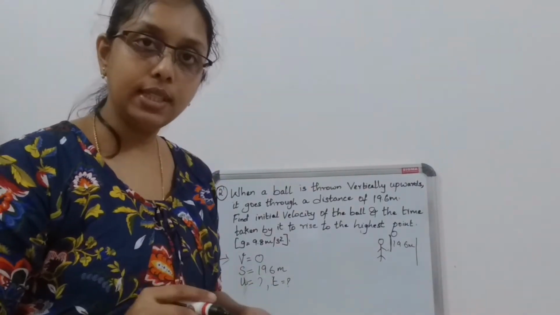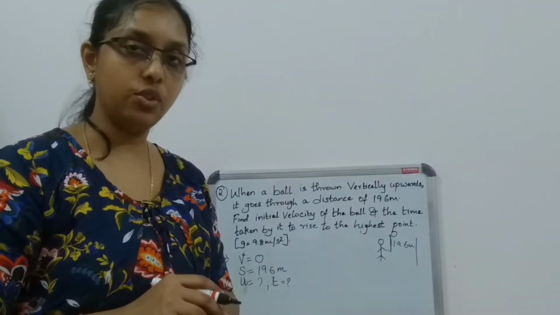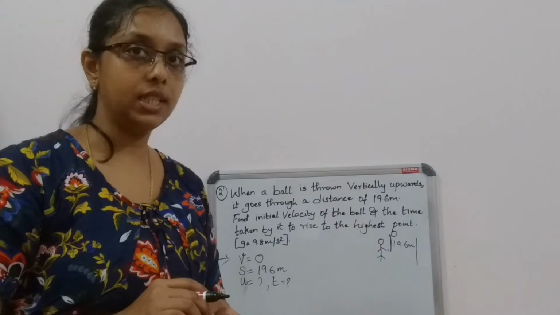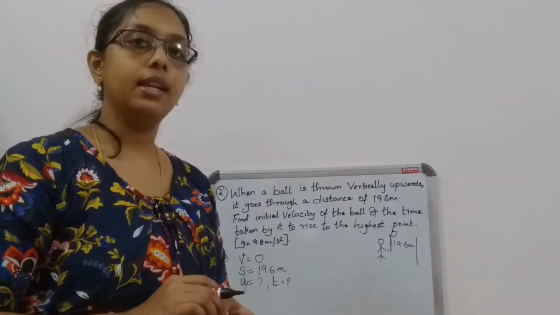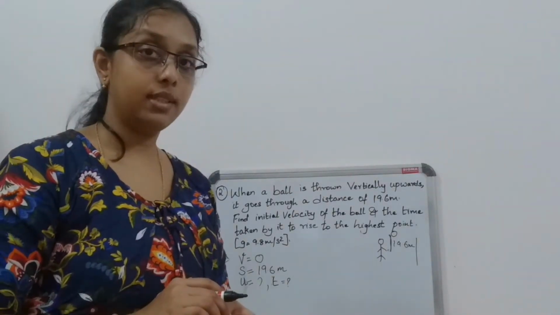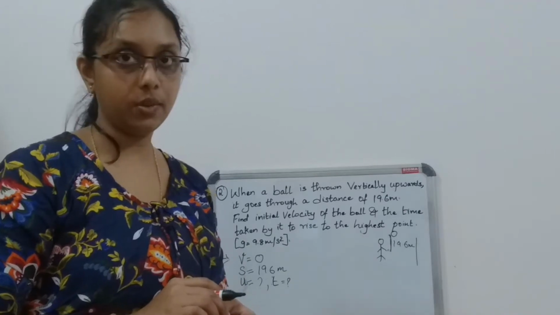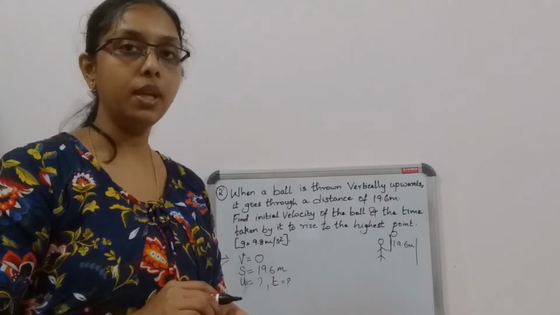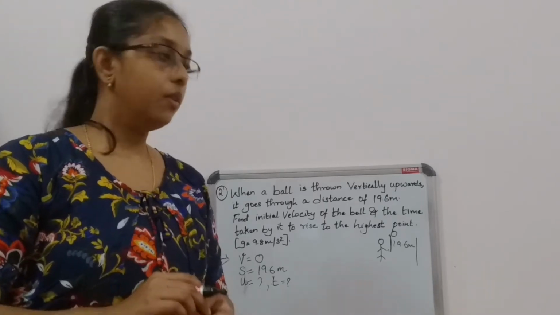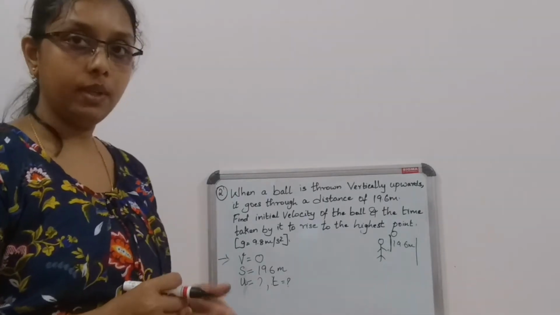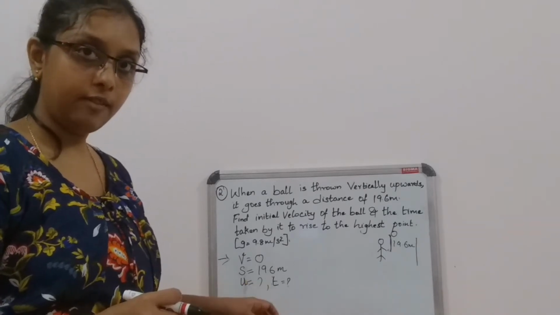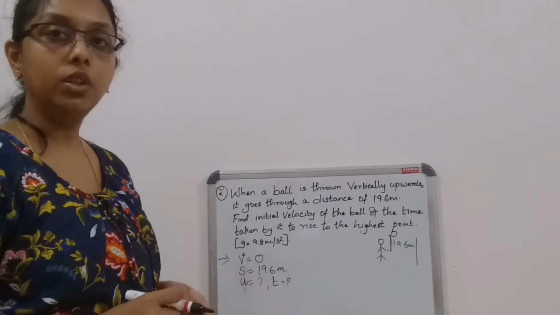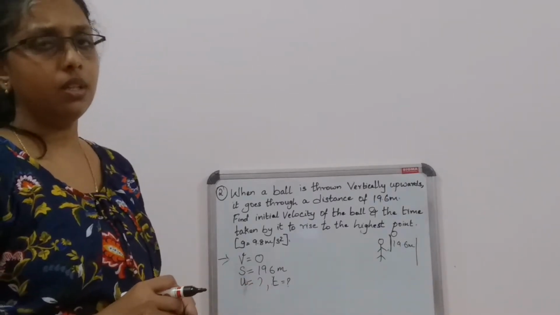Yes, so once again we are using the equations of motion. First equation will be v is equal to u plus at. We have already discussed. The second one is s is equal to ut plus half at square. And the third one is v square is equal to u square plus 2as. In this question we have been given v, that is the final velocity, and s, that is the distance, and you have to find out initial velocity and time.